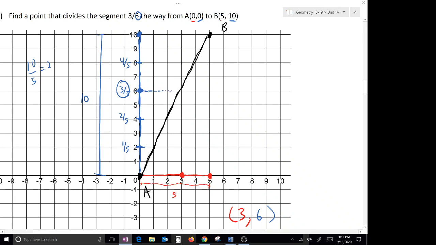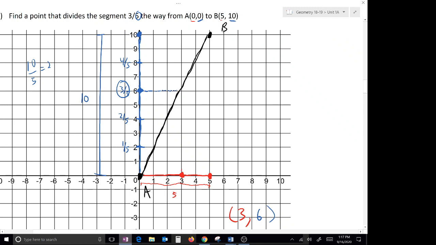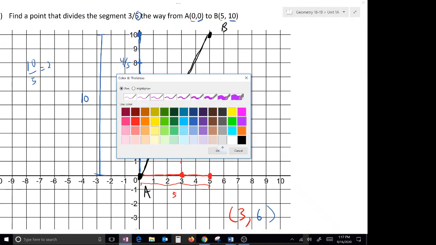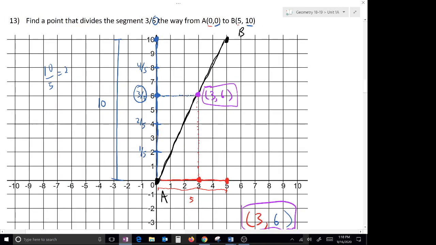So if we line up our y-coordinate and our x-coordinate, we see we end up right here at 3, 6. That is the point that we're looking for. That is our answer to question 13. Okay.